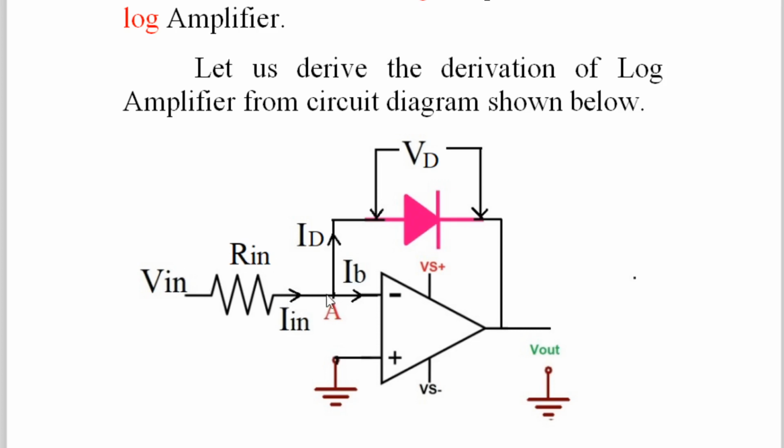Then when that current comes to this point, in the feedback we have used the diode. That is a PN junction diode. Therefore, when this current comes to point A, we all know that point A is a virtual ground. Now when this current comes to point A, a very small amount of current goes inside the op amp.